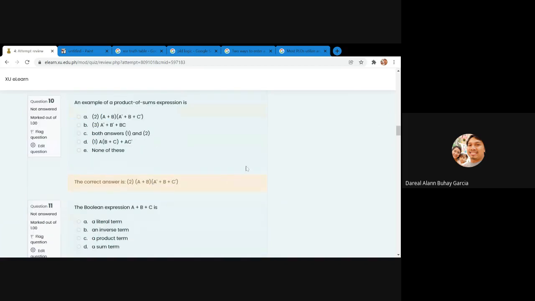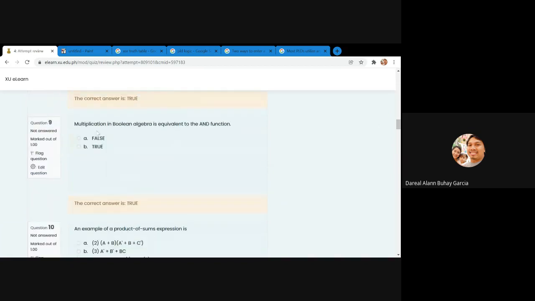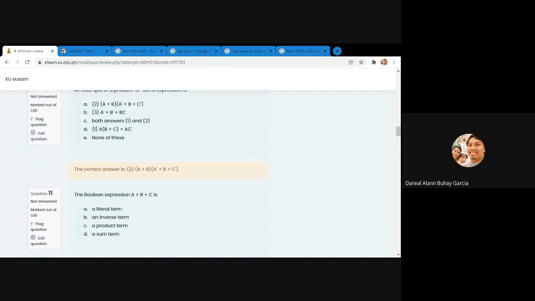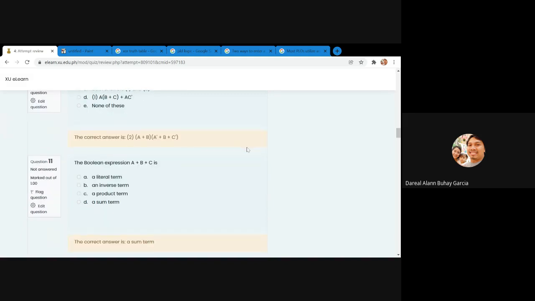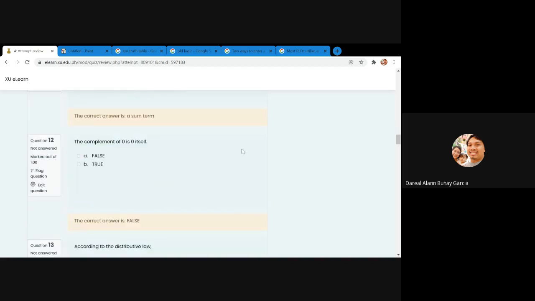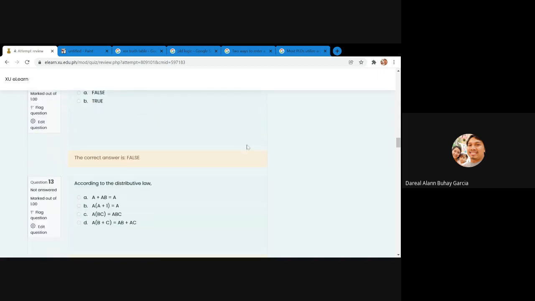The Boolean expression A plus B plus C, or A or B or C, is a sum term. Yeah, multiplication din yun, no? Correct. The complement of 0 is 0 itself. False, it's 1. According to the distributive law, A, B, C, or D?